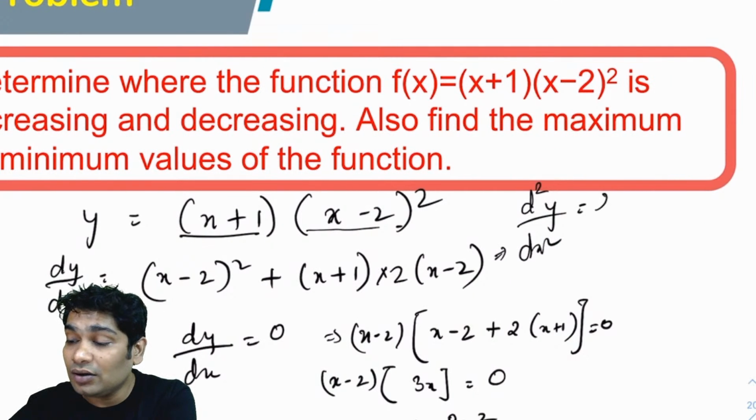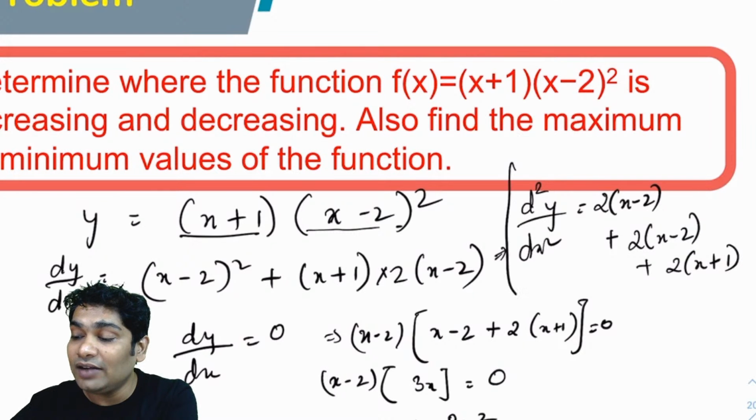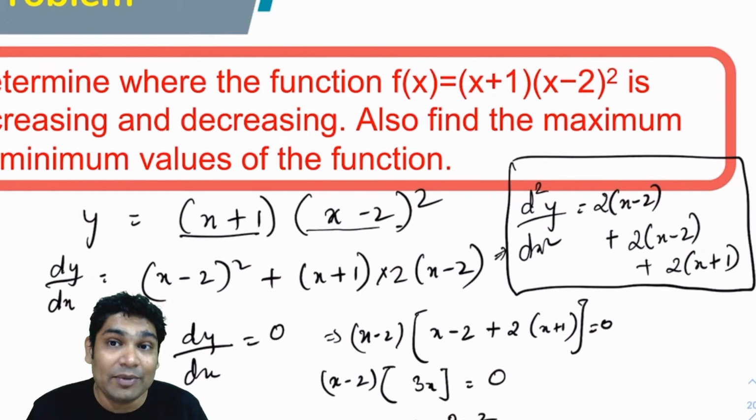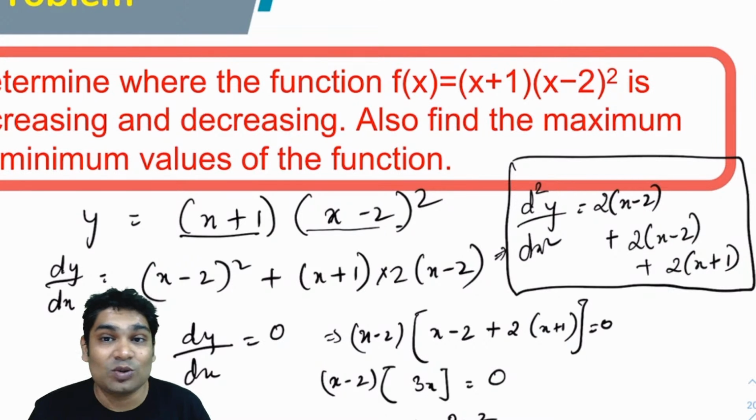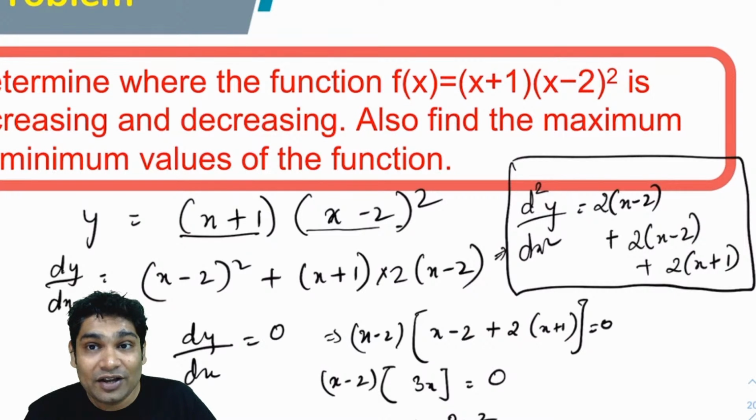So that will be 2 times (x minus 2), plus 2 times (x minus 2), plus 2 times (x plus 1). So that will be the double derivative of this function. You will have these three terms. You differentiate dy by dx one more time, you get your d2y by dx2 as this. For the first function it is simple, it is 2 times (x minus 2). For the second function, you are again applying the product rule. Product rule means you're differentiating (x plus 1), which is 1, times 2 times (x minus 2). Then 2 times (x plus 1) is multiplied by the differentiation of (x minus 2), which is again 1. So you're getting this as your d2y by dx2.